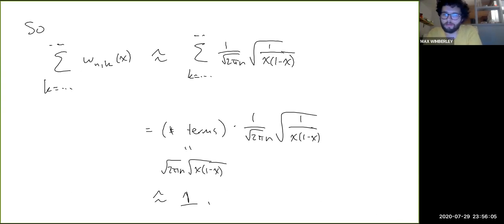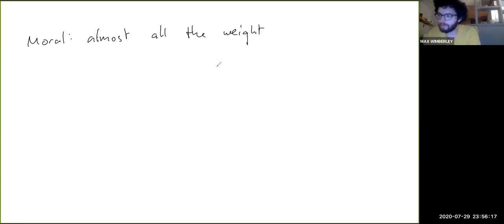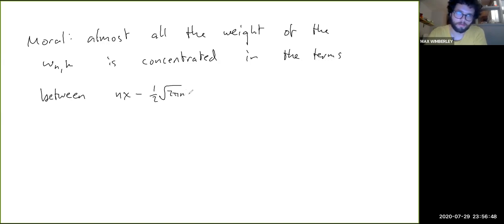So the moral here is that almost all the weight of the W_{n,k} is concentrated in the terms between nx minus 1/2 square root of 2 pi n square root of x(1 minus x) and nx plus 1/2 square root of 2 pi n square root of x(1 minus x).